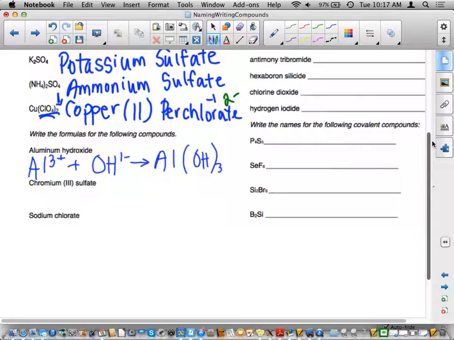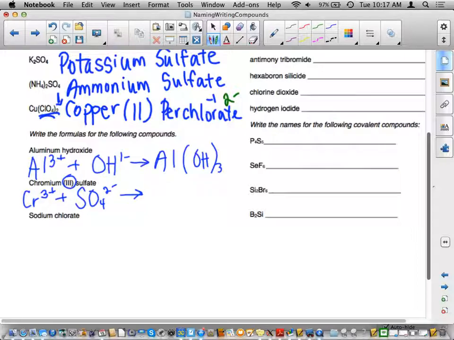All right, the next example, chromium-3 sulfate. Chromium is Cr. The Roman numeral tells me that the charge is +3. Sulfate is found on that list. Sulfate is SO4 with a -2 charge. Looking at my charges, they are not balanced. We've seen one like this before. I think aluminum oxide we had before.